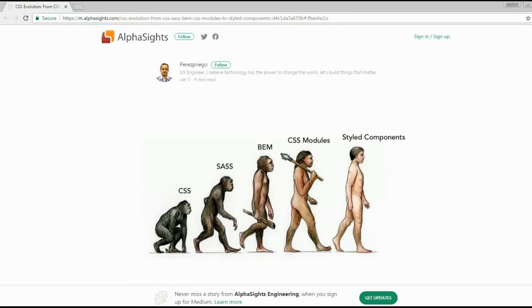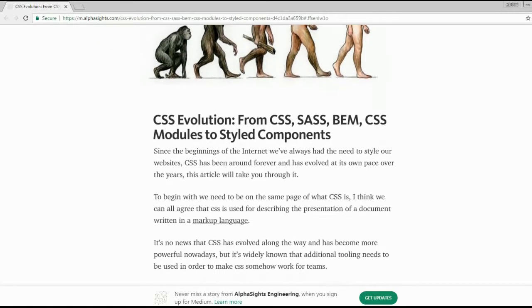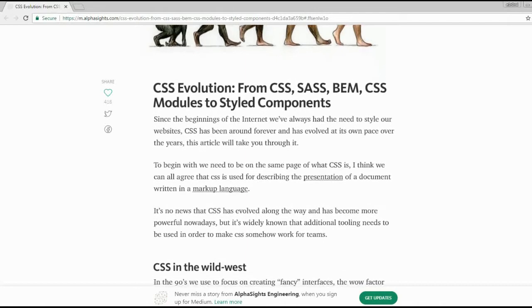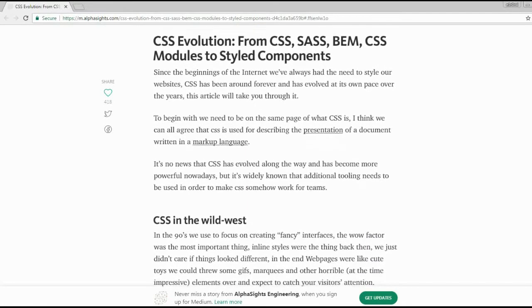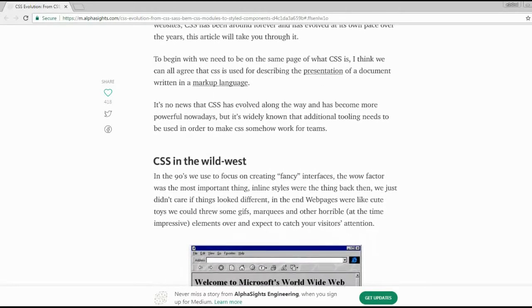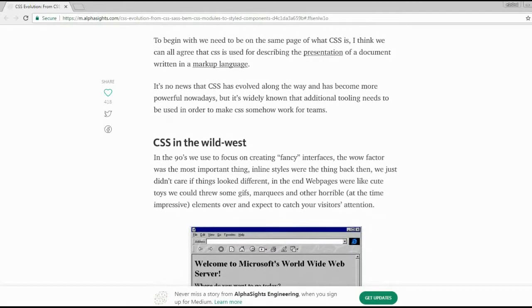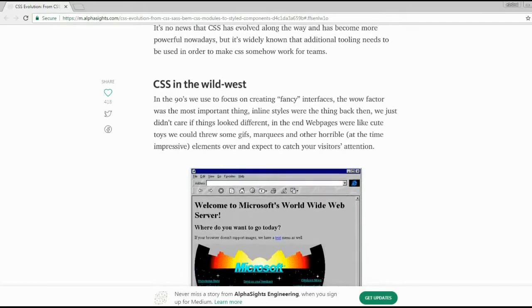One more good article on this topic is CSS Evolution from CSS, Sass, BEM, CSS Modules to Styled Components by Perez Prigo on the Alpha Sites blog. His article covers the following topics: plain CSS, Sass, and CSS in JS.